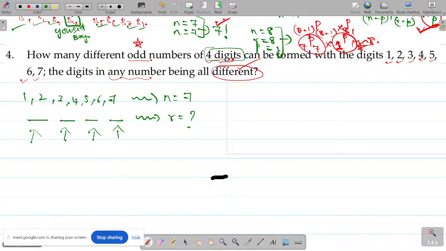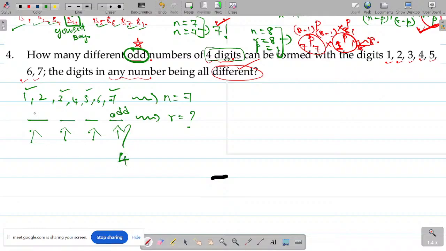When you call a number an odd number, when you have the ones place ending with an odd number, what are the different odd numbers you have here from our question? 1, 3, 5, and 7. So in how many ways can you fill this ones place? There are 4 different ways to fill it. So you have this as 4.